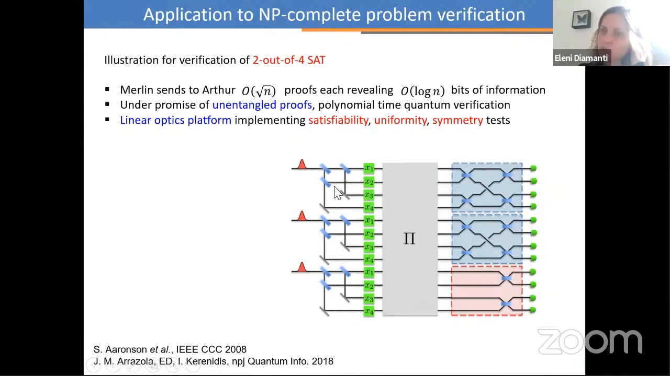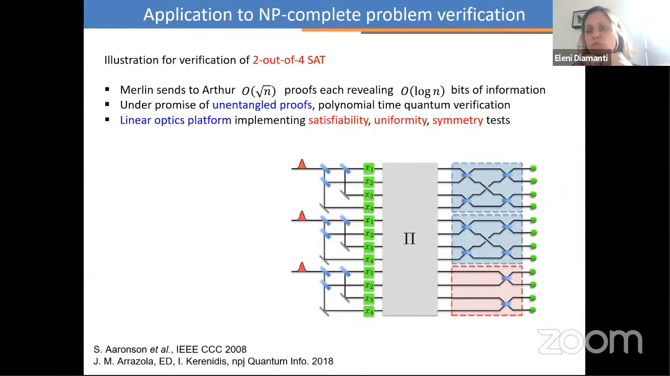So, not the coherent state mapping that I showed you before, just single photons, lots of them. You somehow encode your input to the problem into these single photons. You have loads of them, as you saw, square root n of them, and then we showed that by permuting these modes, applying interferometric techniques, and looking at the single photon detection events at the end, you can check the satisfiability, uniformity, and symmetry between all these proofs. You can use this linear optics platform for demonstrating the quantum advantage.